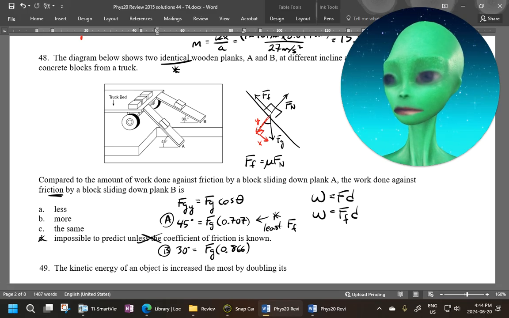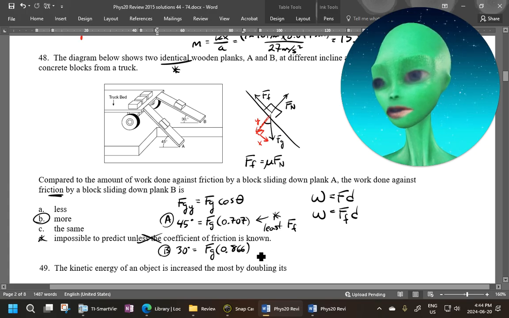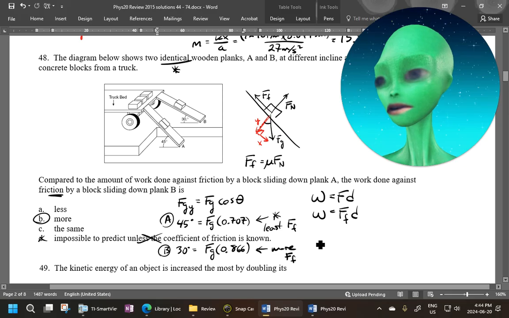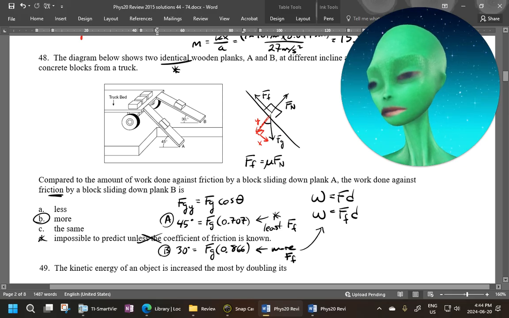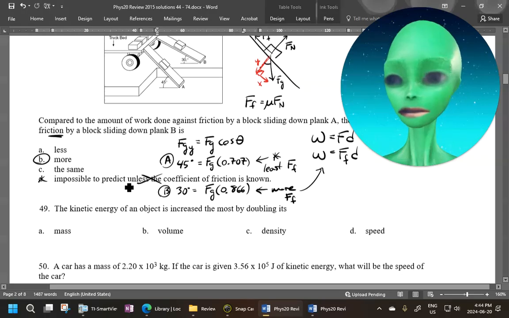So what are we trying to do? Comparing the amount of work done by the friction. So B is more, right? Most friction, more Ff. So it has more Ff, then this would mean to have more work. There you go.